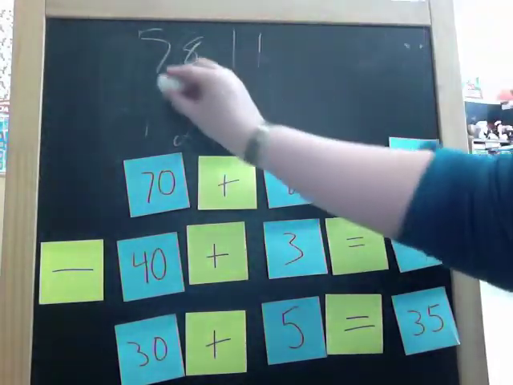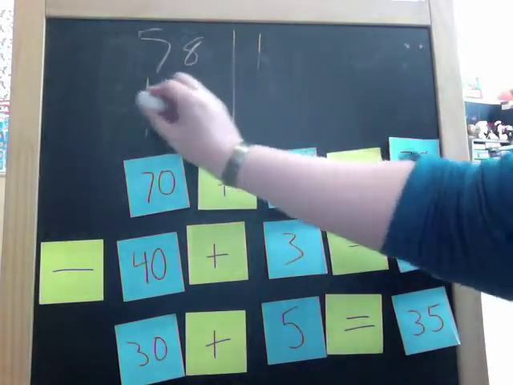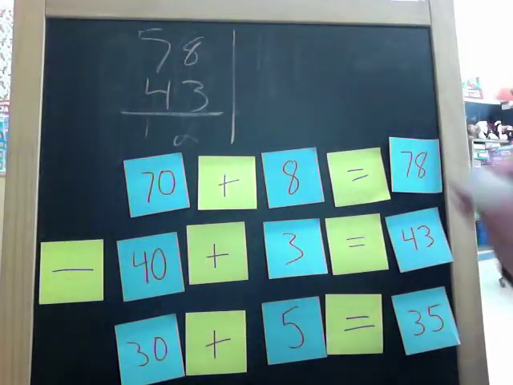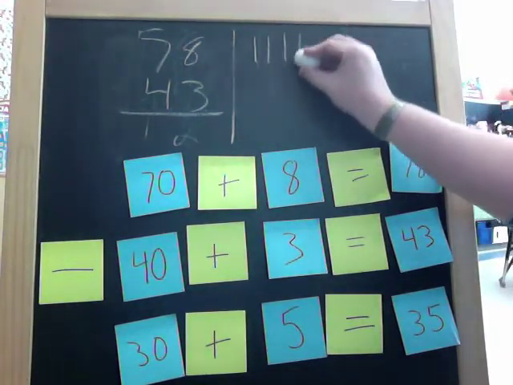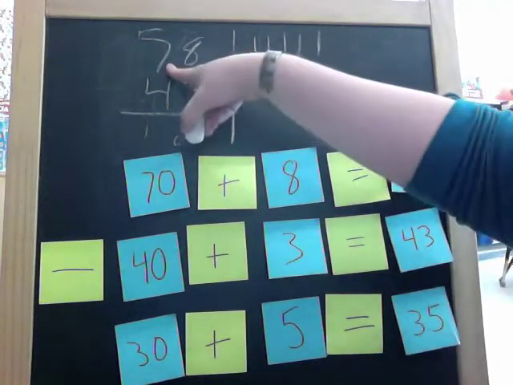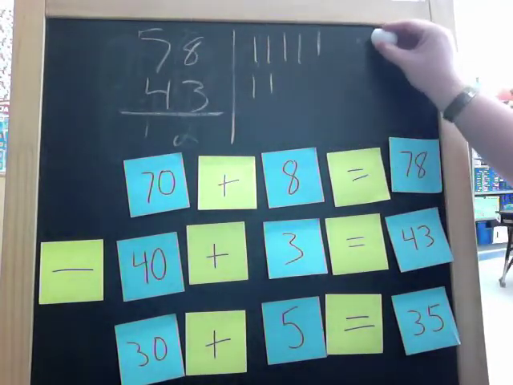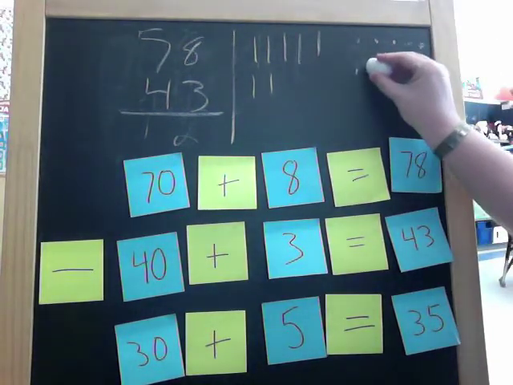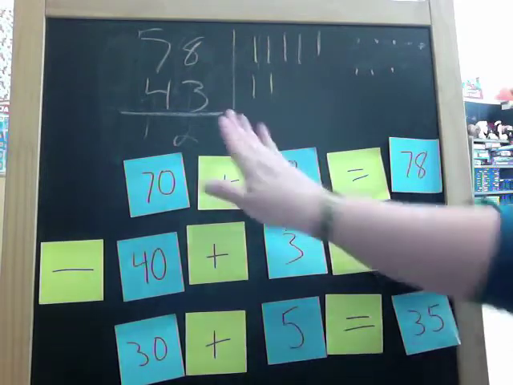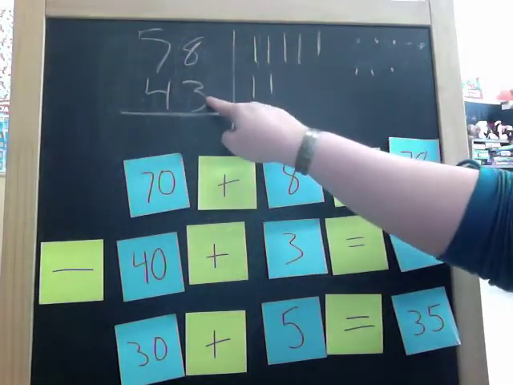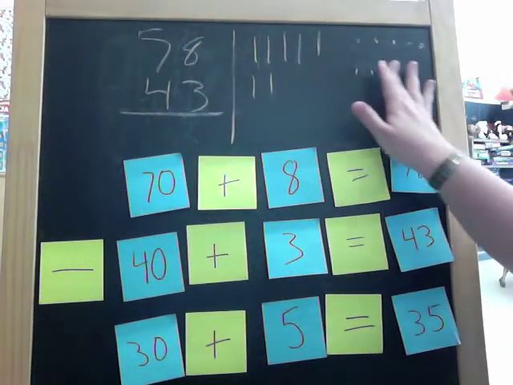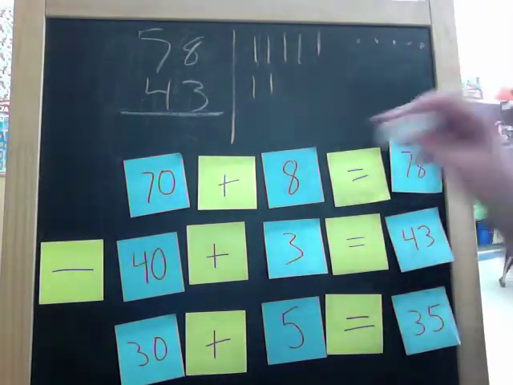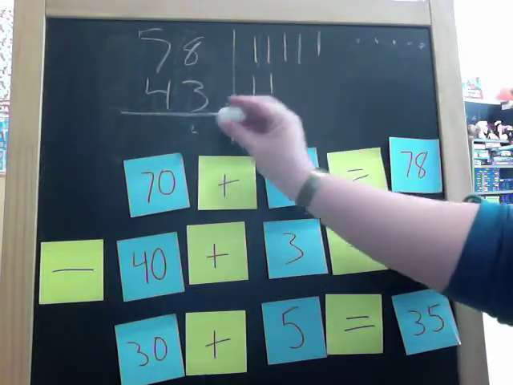78 minus 43. And I'm going to do this with base 10 blocks because I know some of you like that. 1, 2, 3, 4, 5, 6, 7 for 70, and 8. 1, 2, 3, 4, 5, 6, 7, and 8. Okay, so let's look. 8 minus 3. Can I take away 3? Sure can. 3, and I have how many left? 5, and I know because I didn't touch that row.